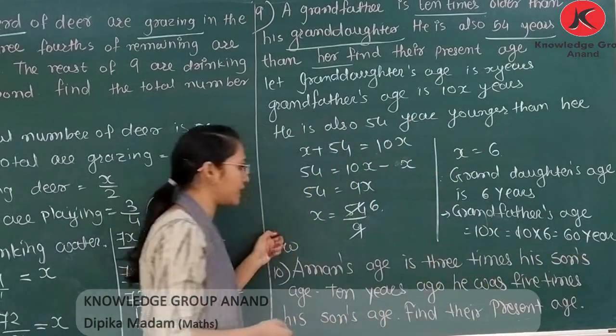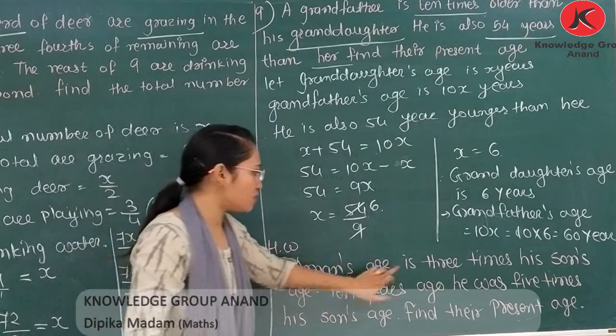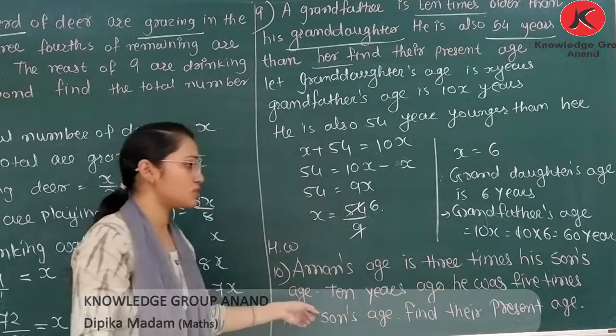Now example 10, that is your homework. The statement is: Aman's age is 3 times his son's age.